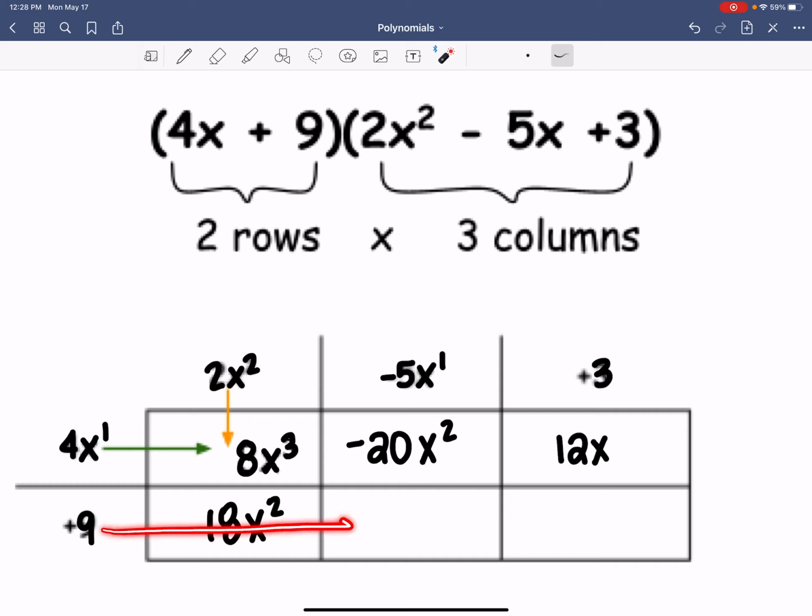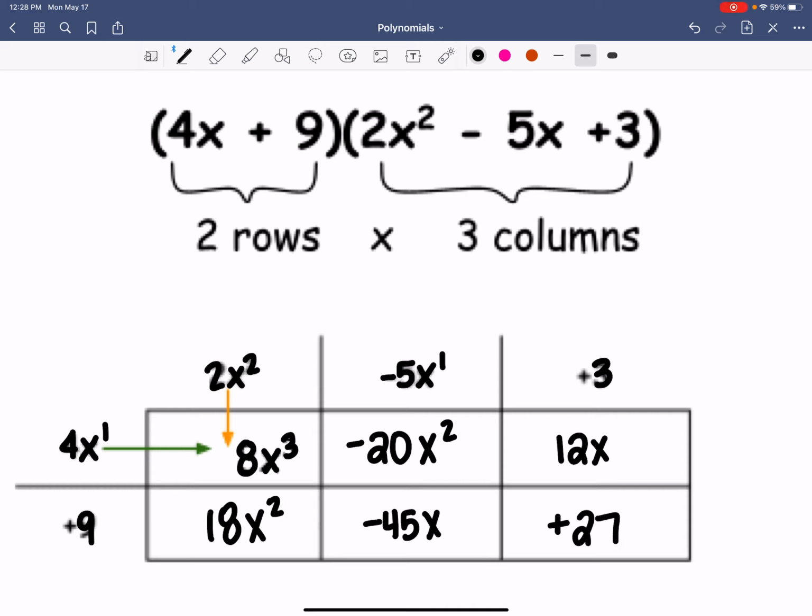Now we're going to go to 9 times negative 5x to the first power, or just negative 5x. So 9 times negative 5 is negative 45. And again, we have to multiply by the x because that was negative 5x. And finally, in our last box, we're going to multiply positive 9 times positive 3, which is just a positive 27.